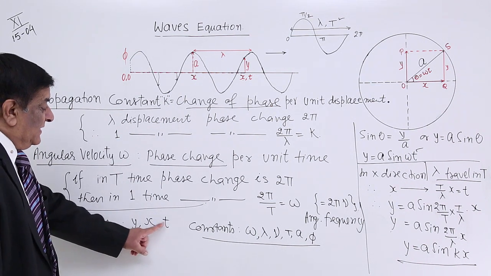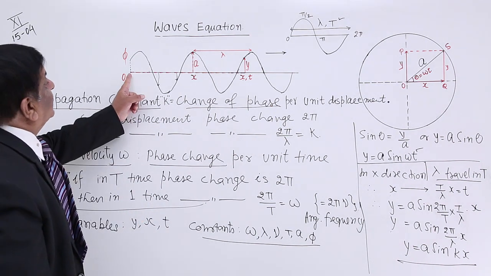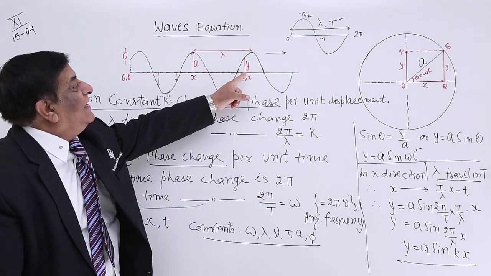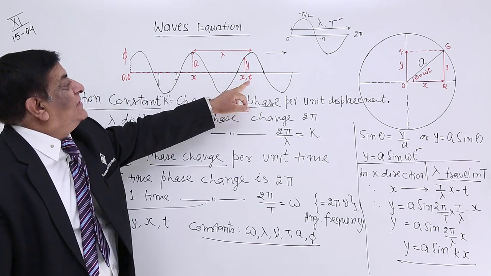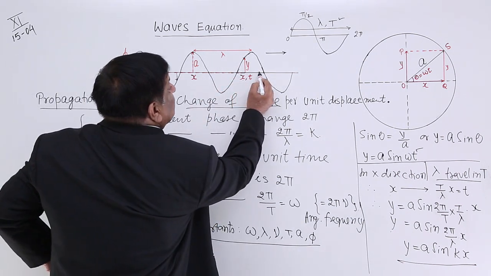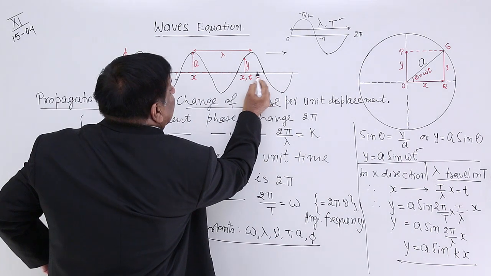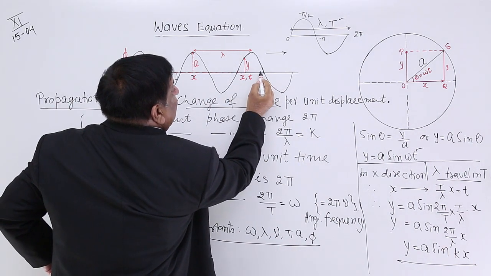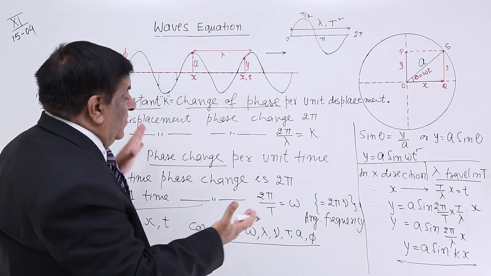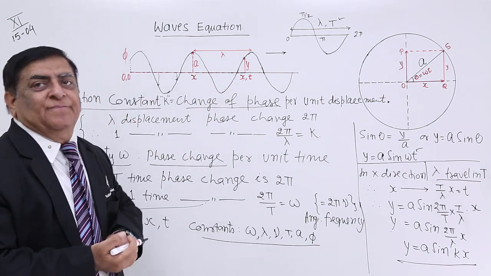Displacement at time t at distance x. At distance x, how much is the displacement? Y, and how much time has passed? Small t. So these are variables. When the wave reaches here, the time value changes, the x value changes, and the y value also changes. So these are variables.